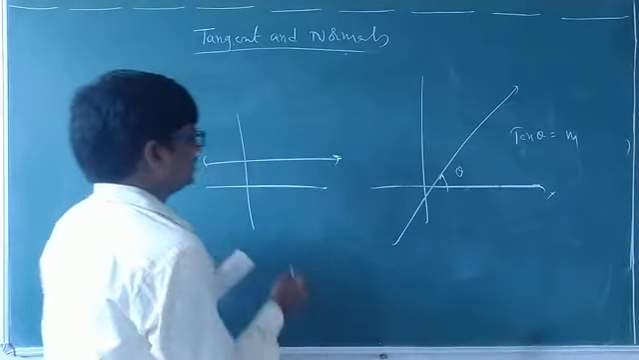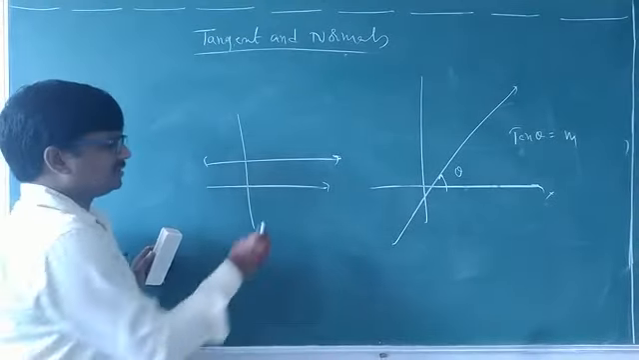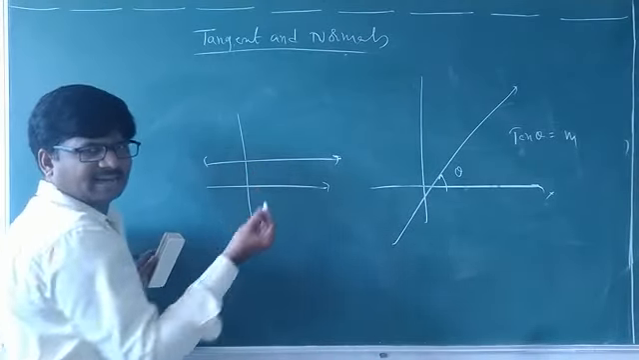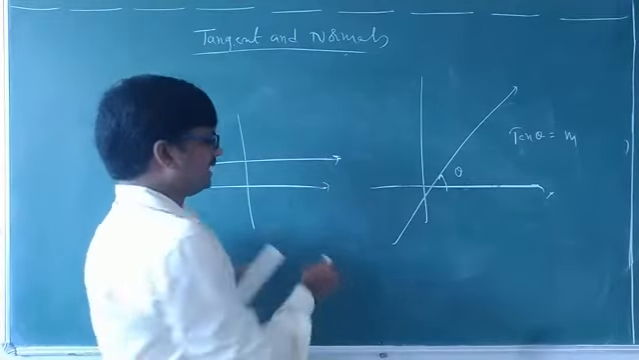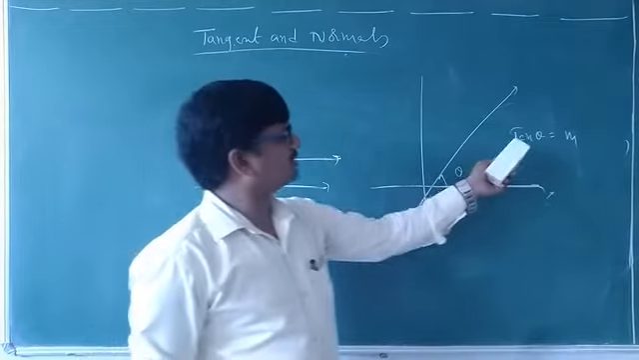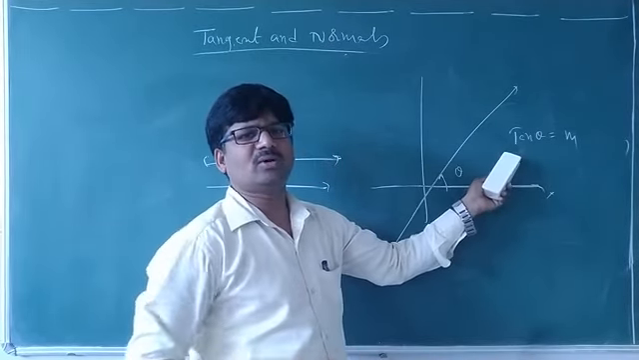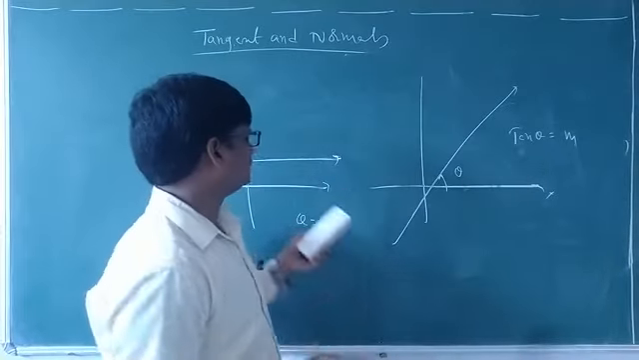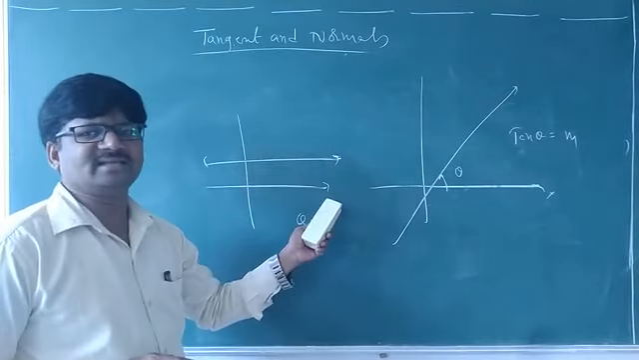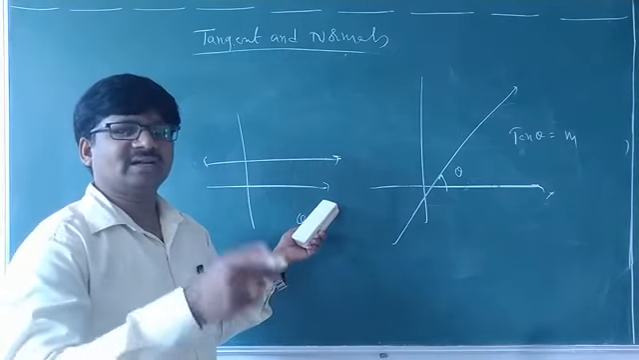Right? So now here this line is parallel to x-axis. Parallel to x-axis means there is no angle. Angle is not there means theta is equal to 0. Tan 0 is 0, so m equal to 0. So slope of the line equal to 0. If a straight line is parallel to x-axis, then slope of that line is equal to 0.